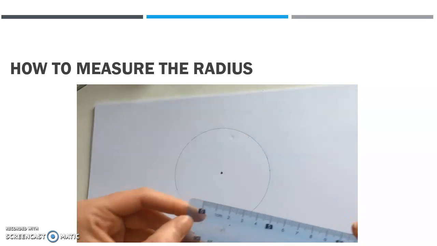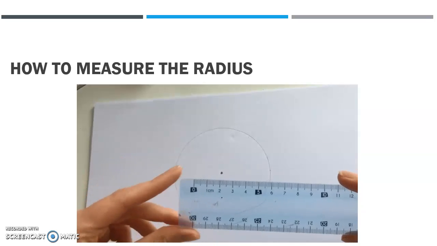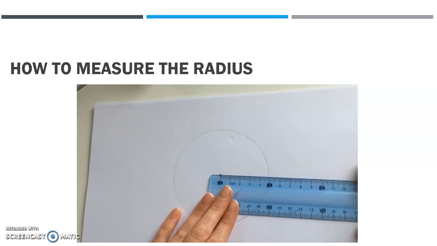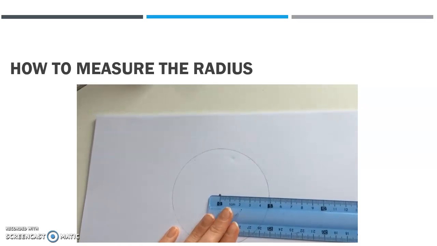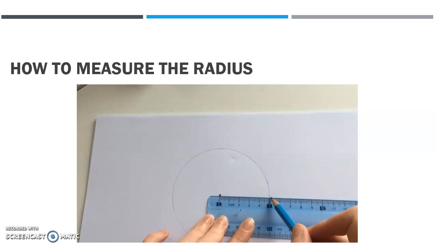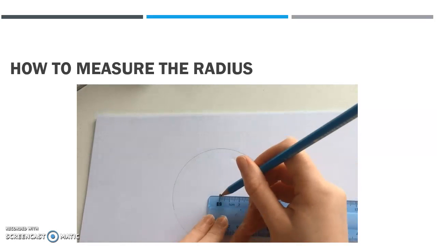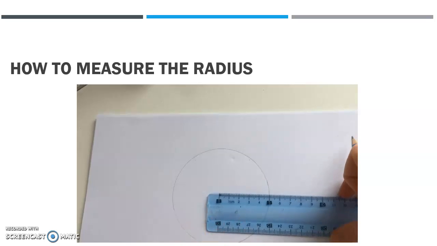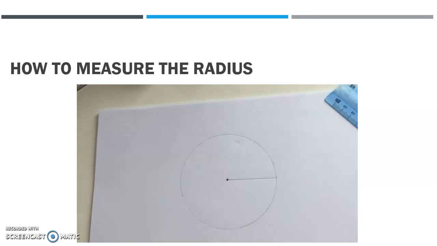So how we measure that is really easy, and I'm sure you all know how to do it already. We get our ruler, we find the zero on our ruler, the line with our zero, and we line that up exactly with our center point. So as you can see here, it's lined up with my center point exactly. And I can see the distance from my center point to my circumference is exactly 5 centimeters. If I want to now, I could draw my radius. And there you go. Really easy.